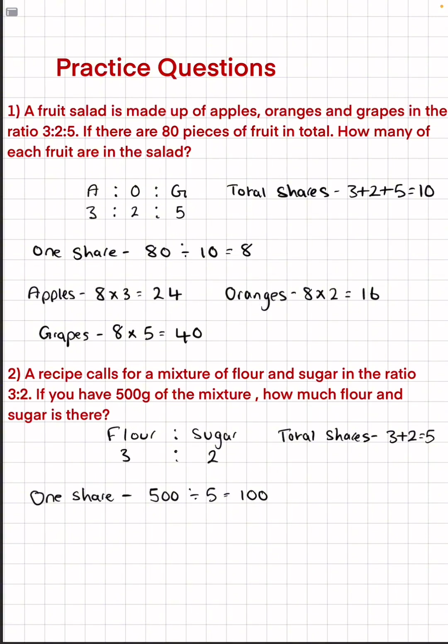So to work out how much flour there is, we need to do 100 multiplied by 3, which equals 300 grams. So there's 300 grams of flour. And to work out how much sugar there is, we need to do 100 multiplied by 2, which equals 200 grams. So there's 200 grams of sugar.